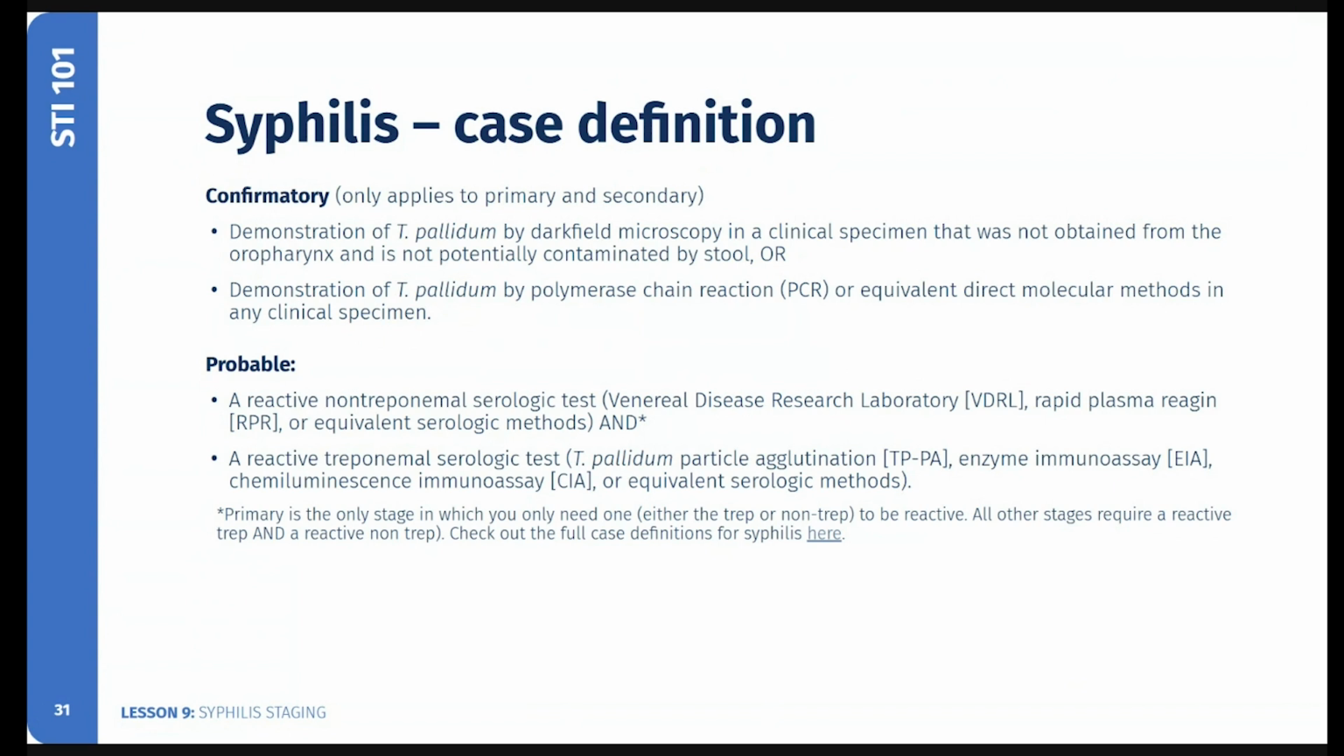Most of the cases you work will ultimately be classified as a probable case. To meet the definition for probable, you need to have a reactive non-TREP, which includes VDRL, RPR, or equivalent methods, and you need to have a reactive TREP test, which includes TPPA, EIA, CIA, or other equivalent test. There is one exception to this rule. A primary case only needs to test positive on one test, even if they have discordant test results. As long as they have a primary lesion and one test is positive, they would meet the case definition for primary. You can learn more by checking out the full case definition for syphilis on the CDC website.